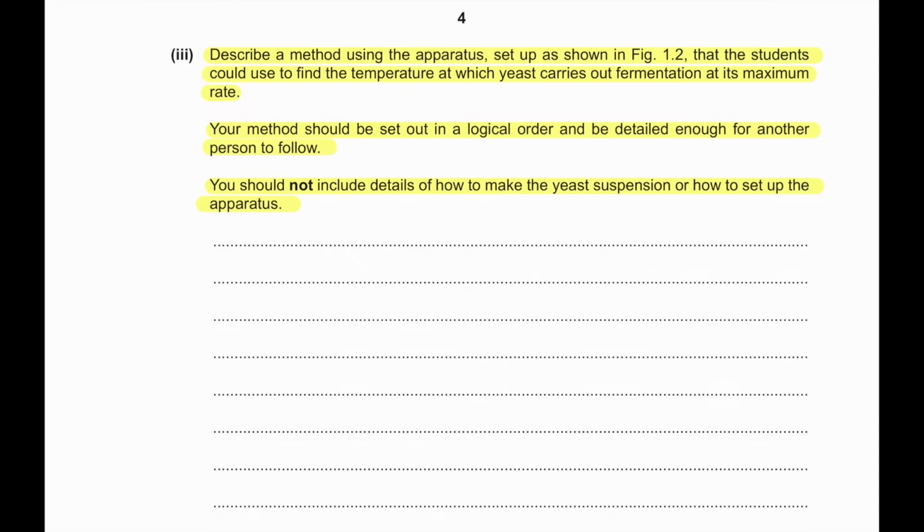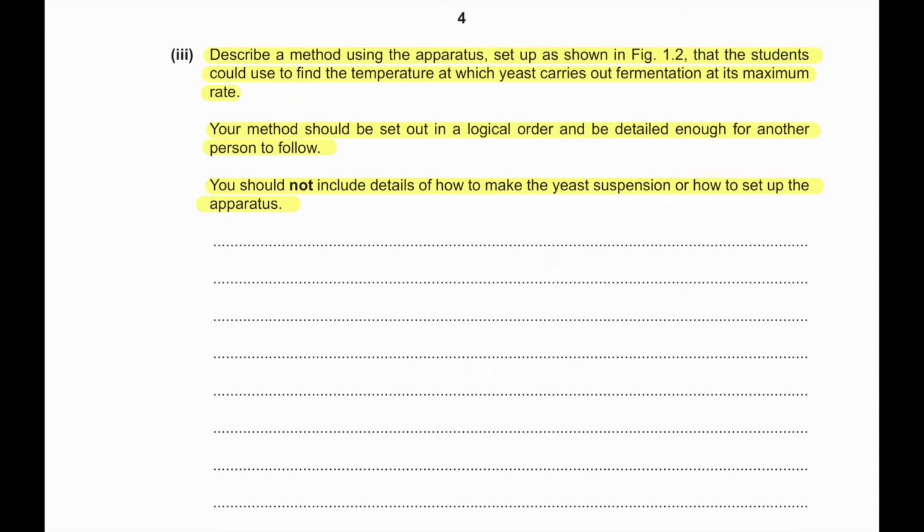And then we can repeat the experiment, if possible, with a narrower range of temperature, around the temperature at which it gives the highest rate. We can repeat in that particular temperature again.